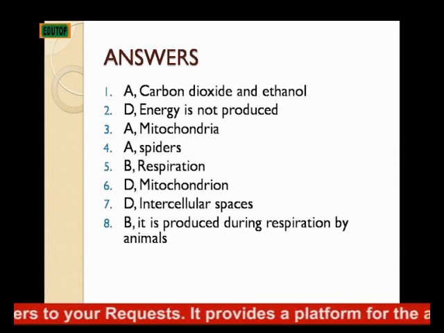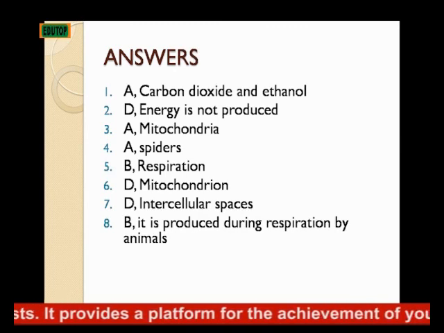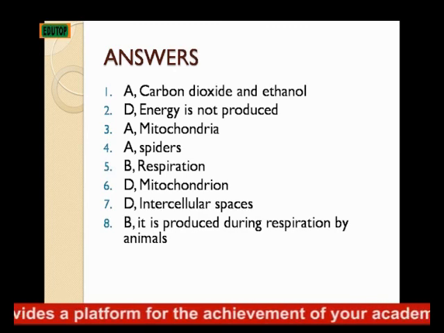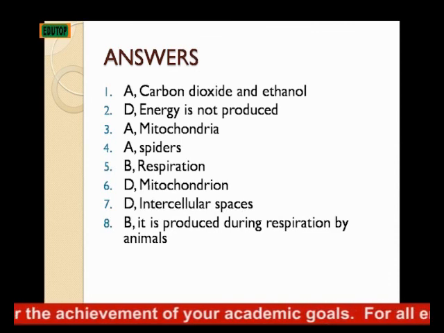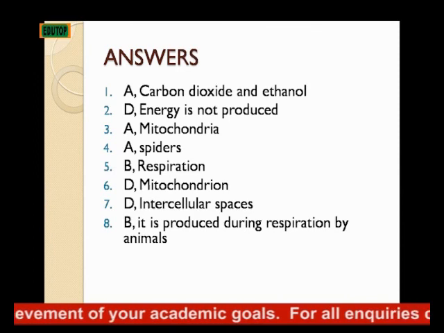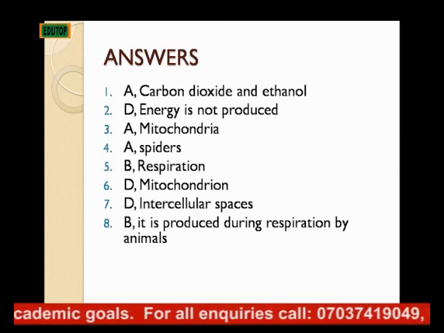Then number 6, the organelle involved in tissue respiration is the mitochondria, option D. Then during respiration, air circulates round plant tissue via, the option is D, intercellular spaces.